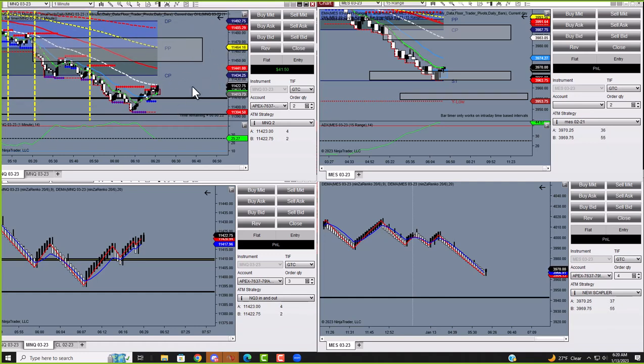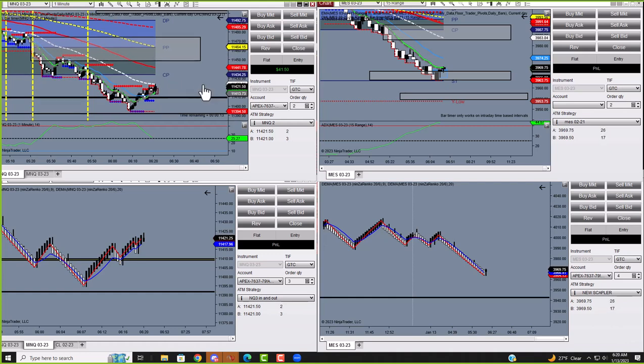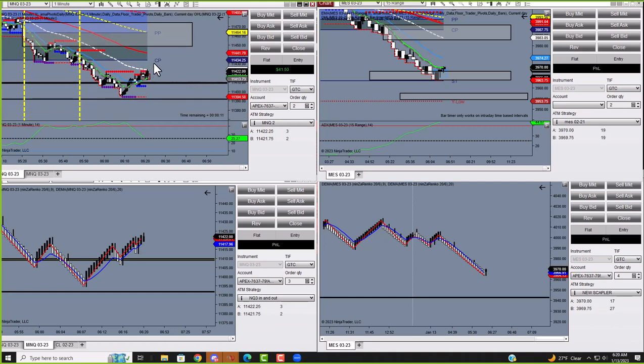Losing, we got 80 buyers. It's going to be a grind though. It's not going to be a one and done. We'll see if this 50 holds. I don't think it does. I like to see it break through, retest, and then we get that long again.